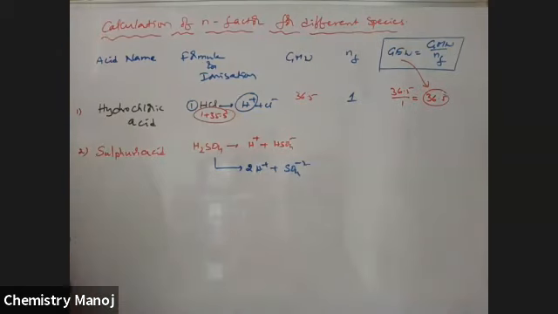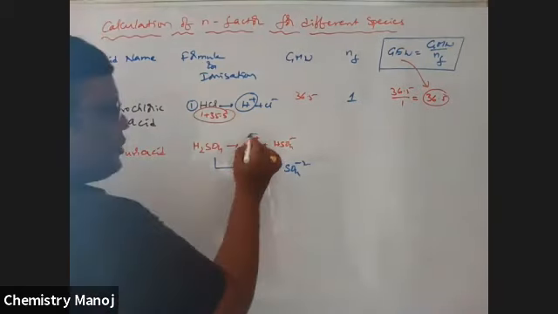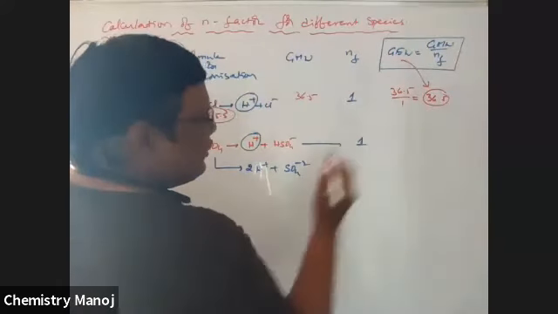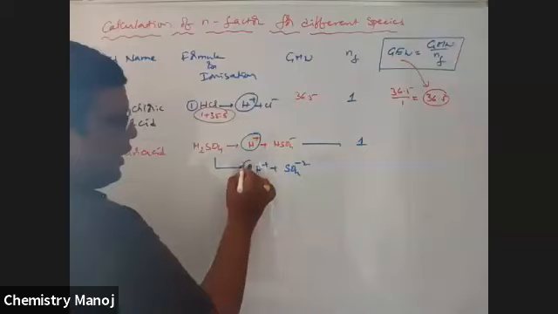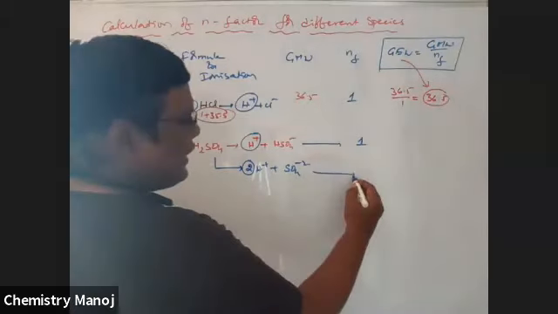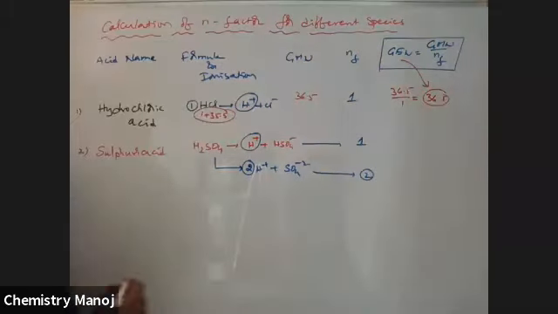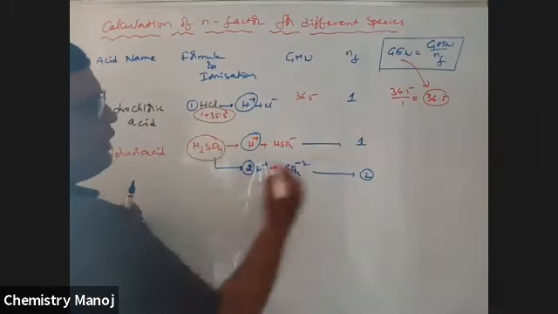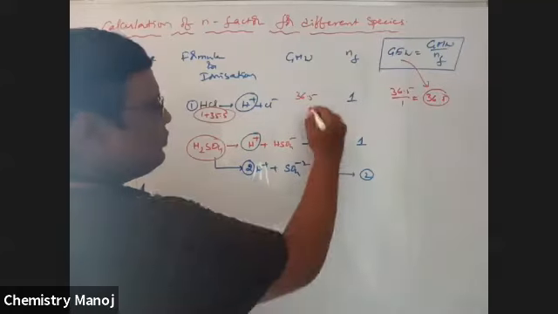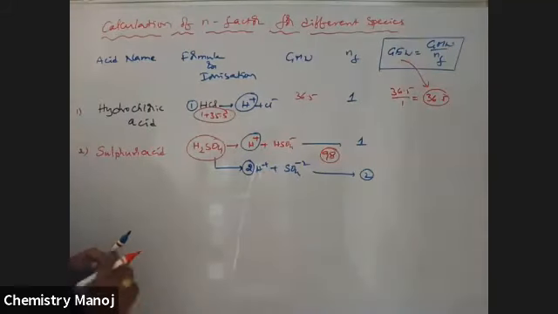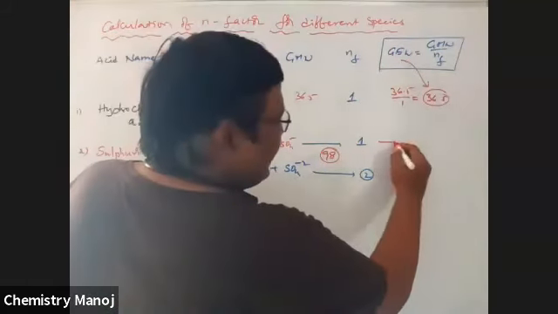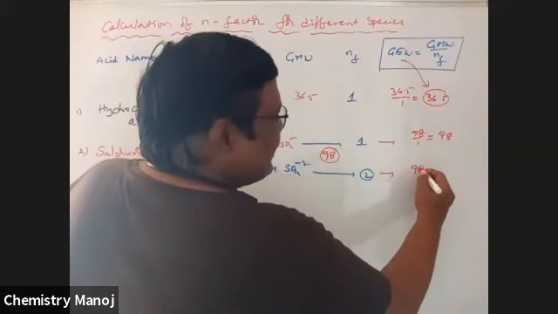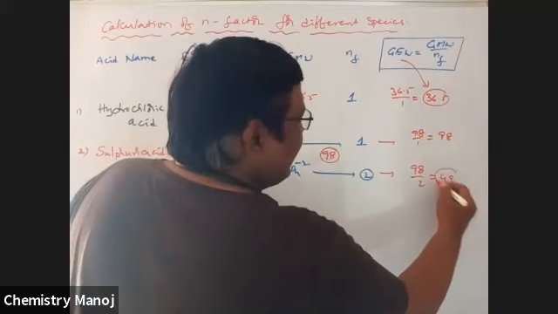So these two are possible. Here, how many H plus ions are released? Only one. That's why in this case N factor is equal to 1. Here, how many hydrogens are released? 2. In this case N factor is equal to 2. In both cases, molecular weight of H2SO4 is 98. Now, how much is the equivalent weight? In this case 98 by 1, answer 98. In this case 98 by 2, which is equal to 49.